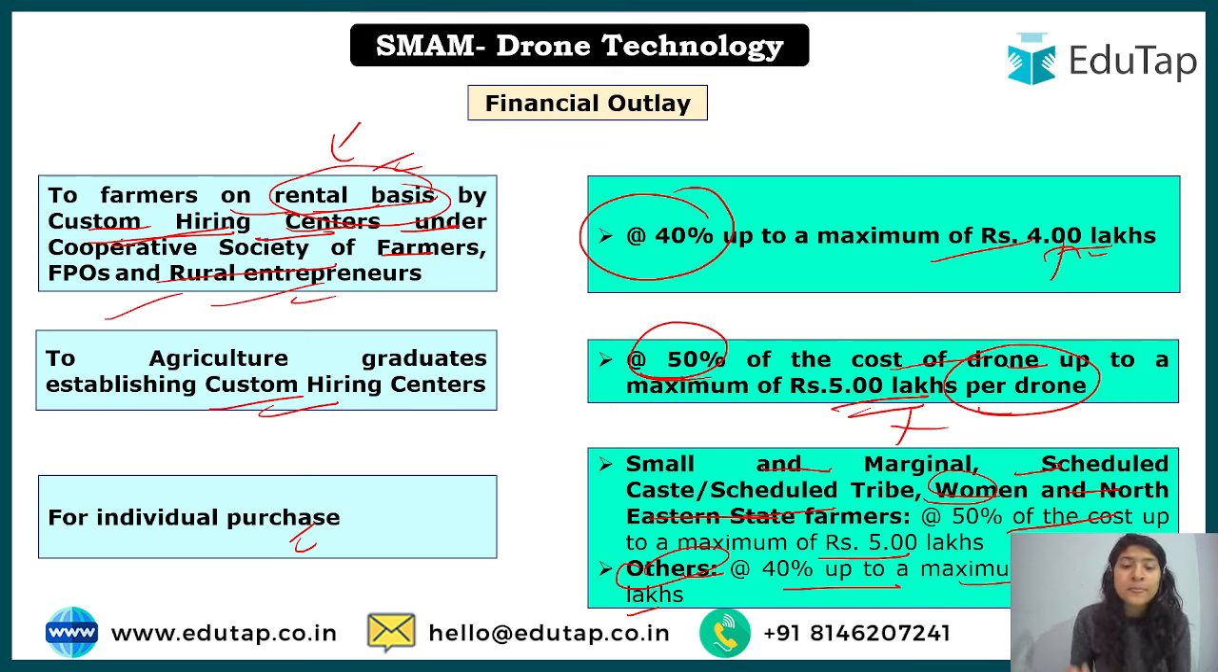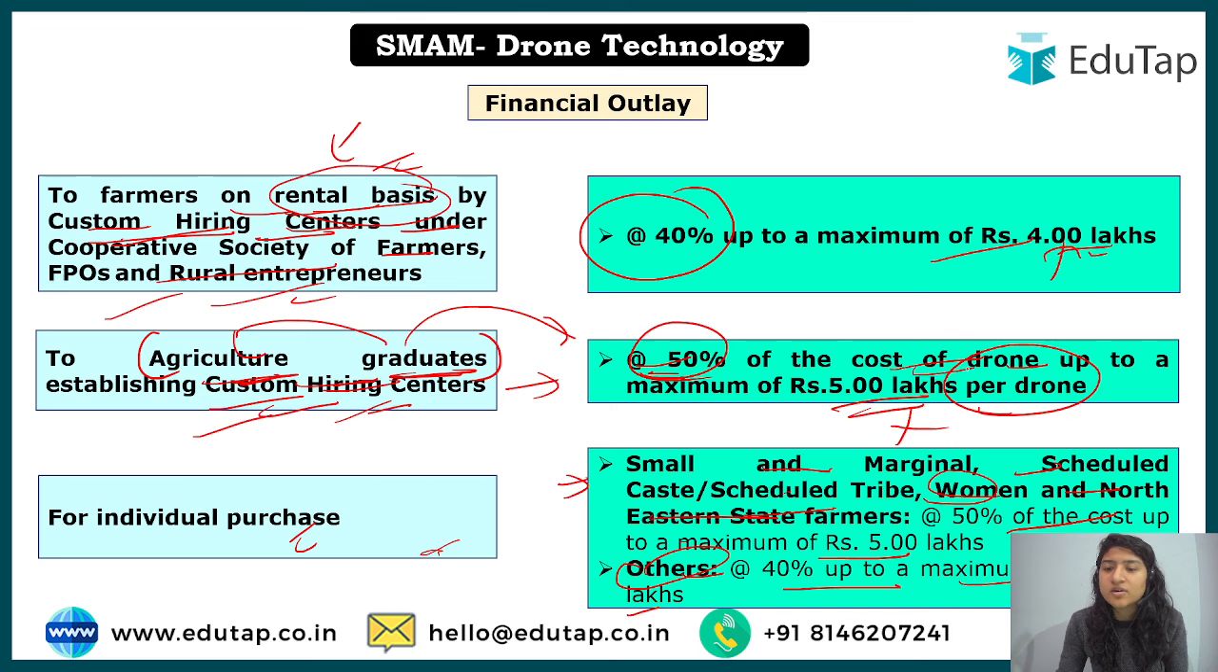Okay. Is it clear? Now look at this 50% for the special categories, and for the custom hiring graduates. Here you can see specifically you should be a graduate. If you are an agriculture graduate only, not a normal graduate, then you will get this discount, right? So this is also a special category, a special preference. For the special preference, what we have understood is that 50% of the cost of the drone will be borne by the government up to 5 lakh. Okay, so here you only have to remember 4 things, you can remember them from only 2 sets of data.